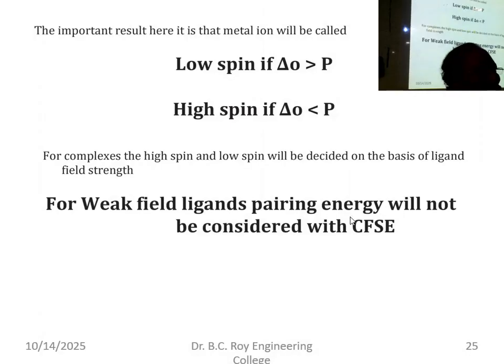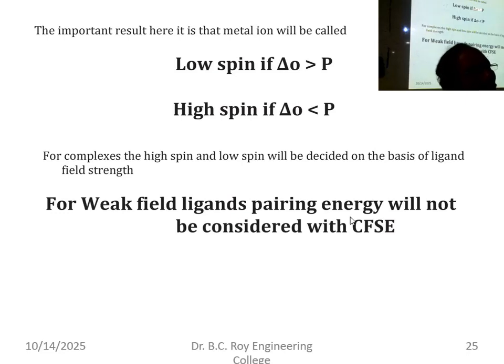Now I think the concept you understood. So for low spin, delta O must be greater than P. Only if delta O is greater than P will low spin occur, meaning spin pairing will occur. And if delta O is less than P, then it will not occur. Then it will be high spin. So it is a comparative study between delta O and P.